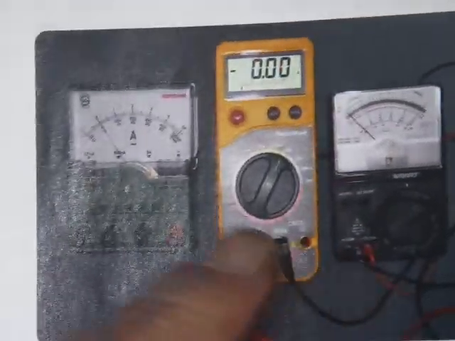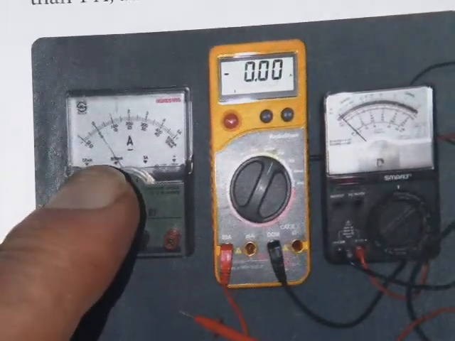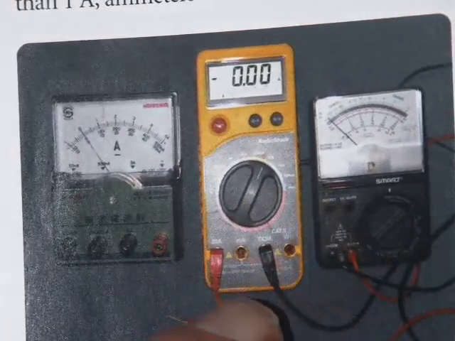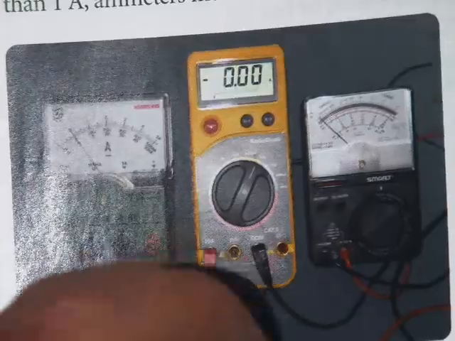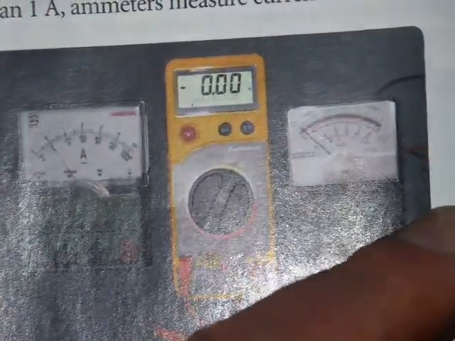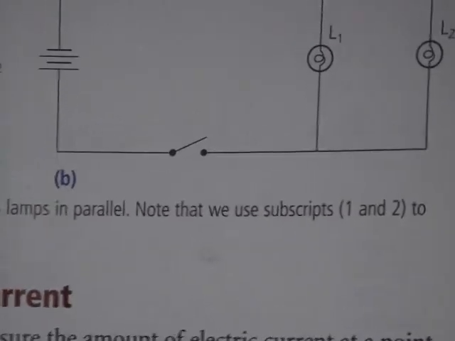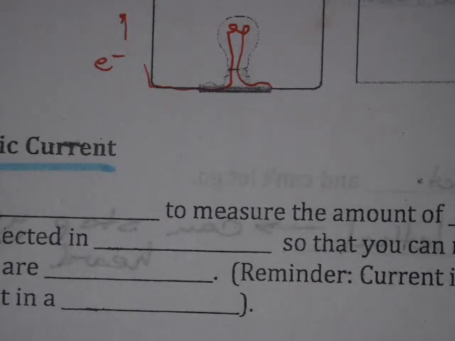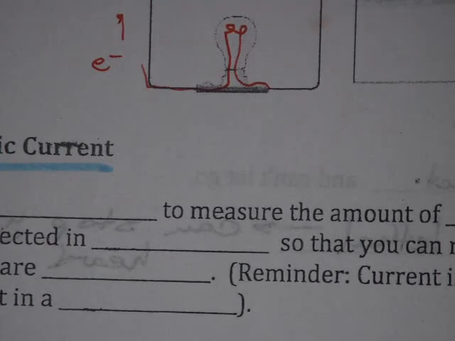I'm sorry. This only does amps, so this is only an ammeter. These are multimeters, so they can do more than one thing, like volts and resistance and stuff. But we'll talk about that later. They're just really super cool things to have around. I've got one back in the classroom that I like to play with. It's kind of fun.